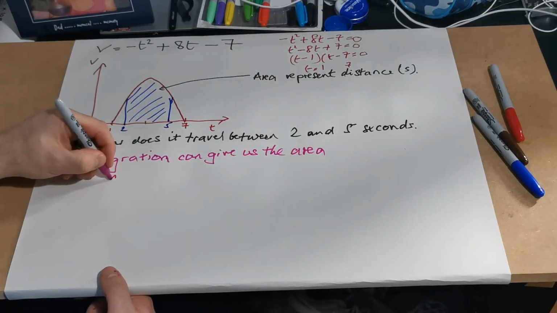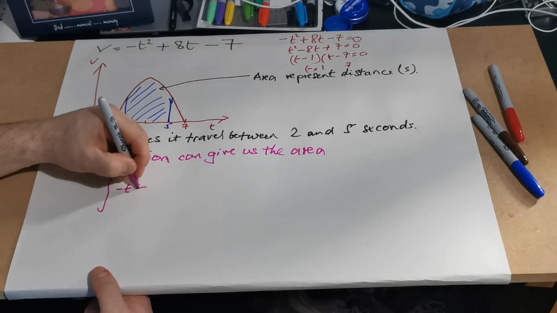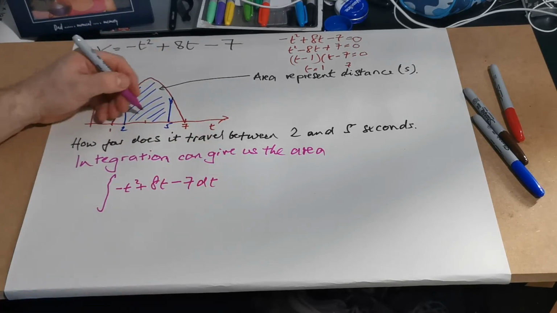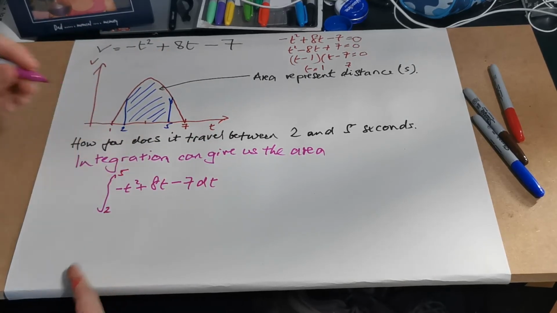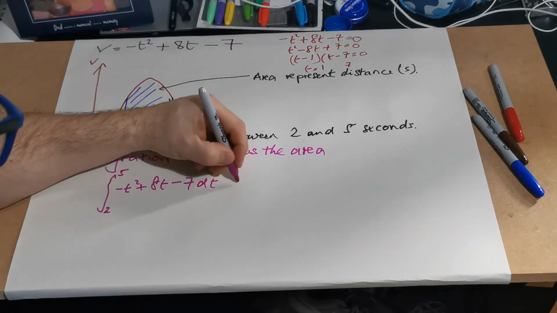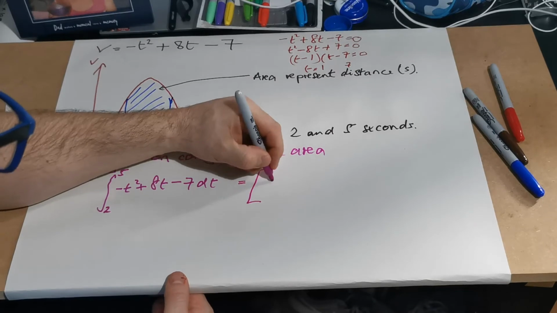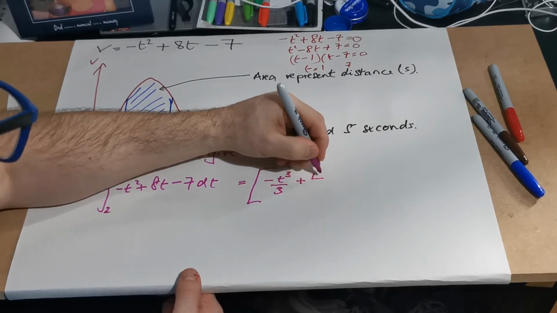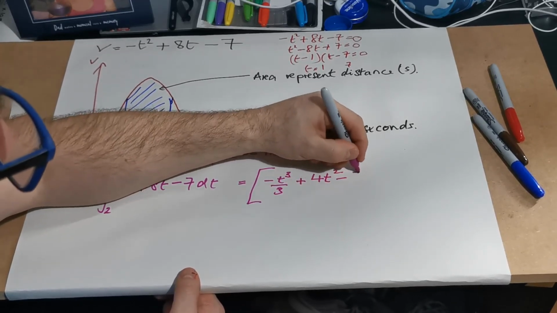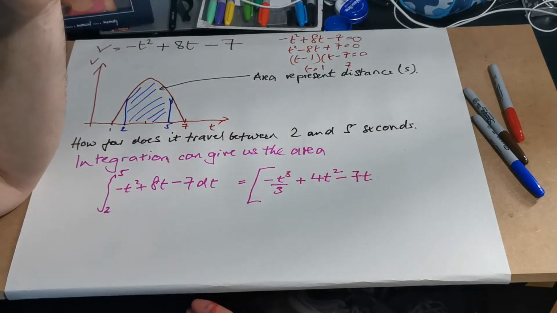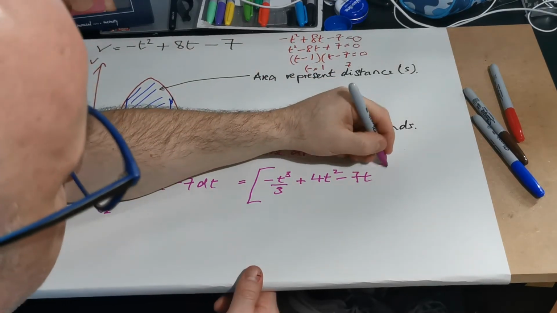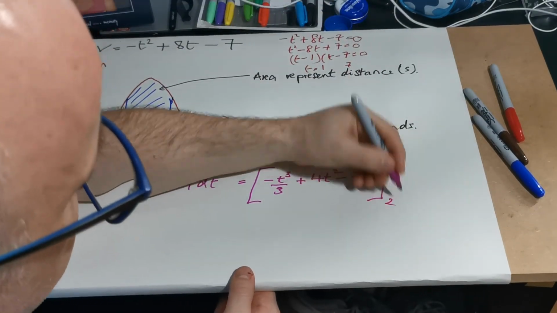So if I was to integrate my function, minus t squared plus 8t minus 7 dt, between the 2 and the 5, and that was really one of the big clues here, that would give me minus t cubed over 3 plus 4t squared minus 7t, between 2 and 5.